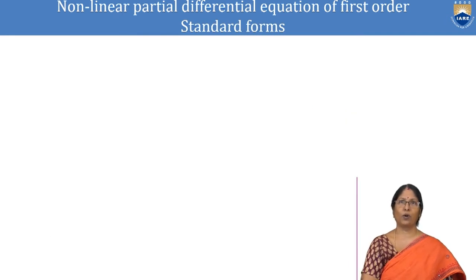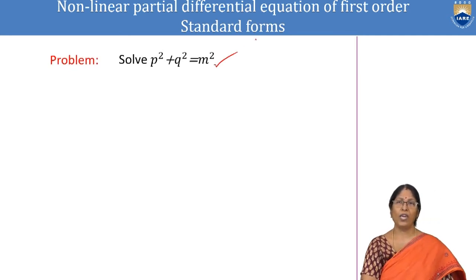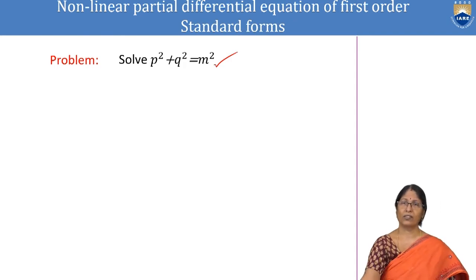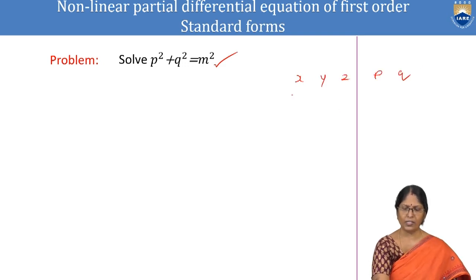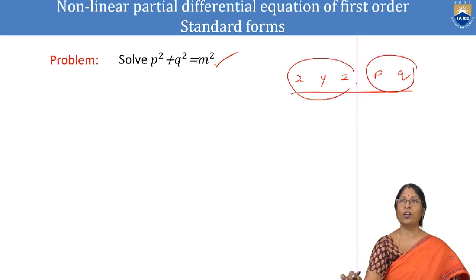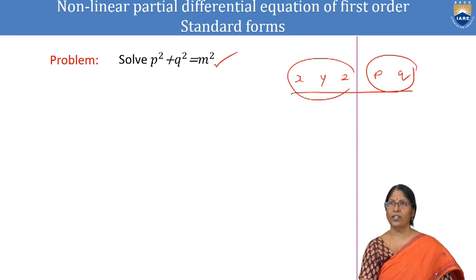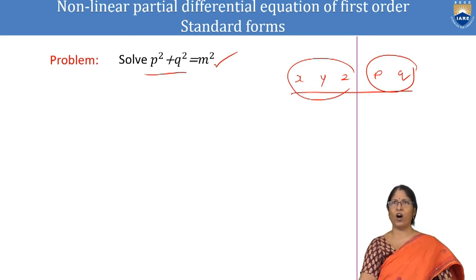So we will do the problem. Yes, this is our given question. Solve p square plus q square equal to m square. The question will come to our mind, what is this m? At the start I clearly told you, we are going to concentrate on only 5 variables: x, y, z, p, q. Among these 5 variables, only p and q should be there, the other 3 should not be there. That is our only target. So p and q are playing a role. The given problem comes under standard form 1.